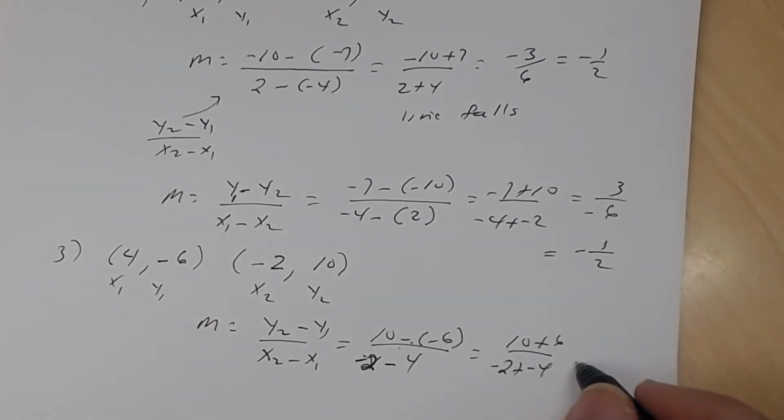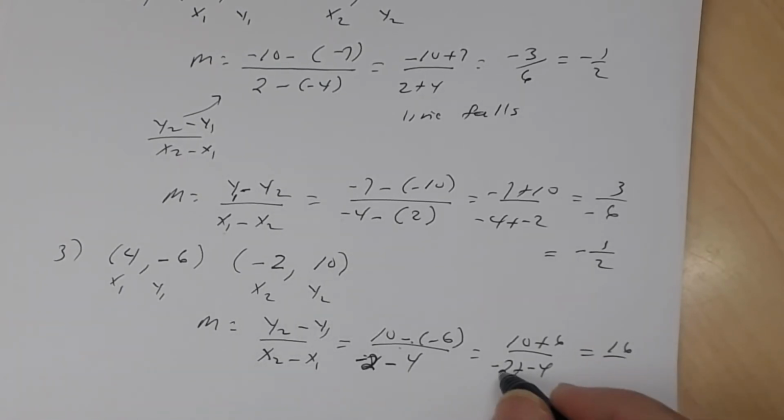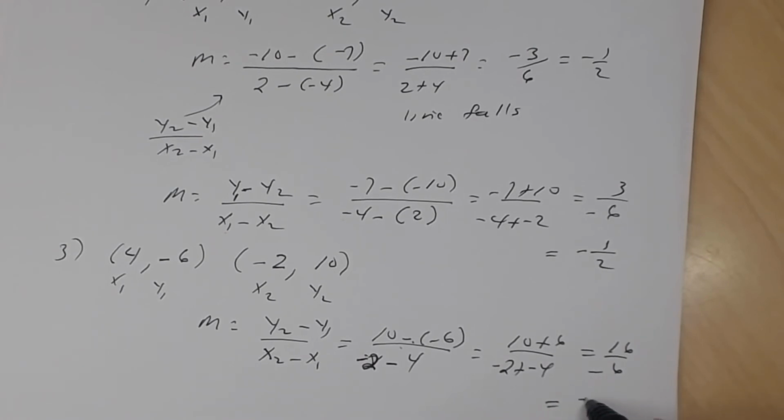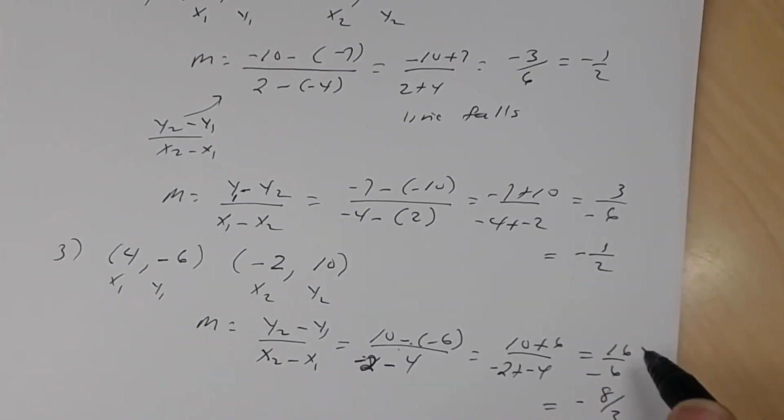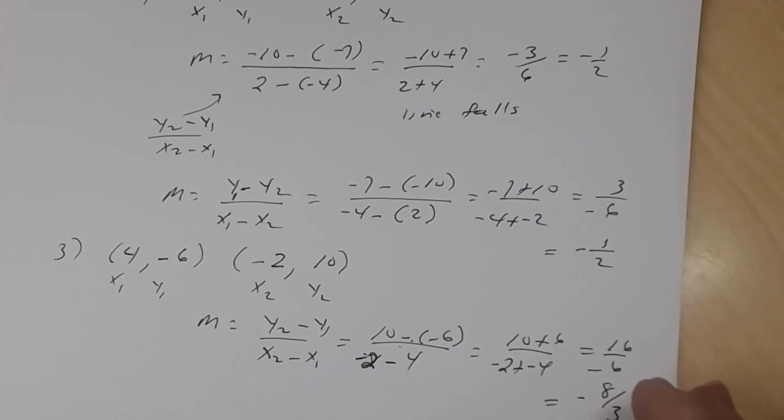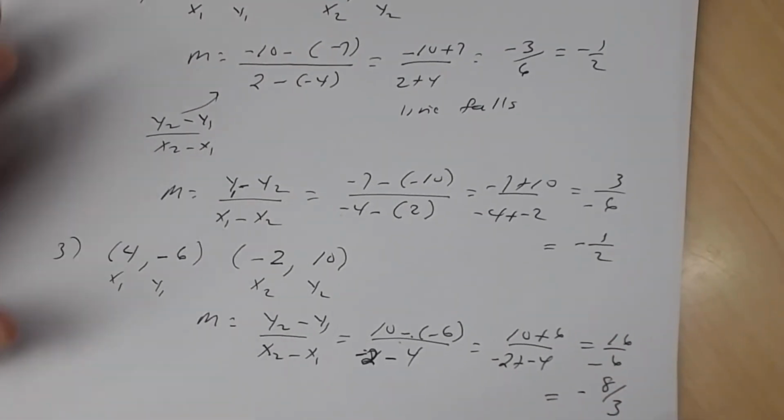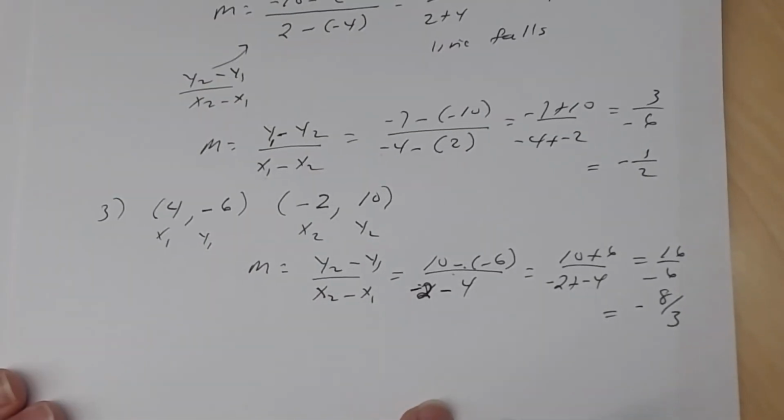10 plus 6 is 16. -2 and a -4 is a -6. When I reduce, I get a -8/3. They're both divisible by 2. So that slope here is negative. And again, what that means, since slope is negative, is that the line would fall.